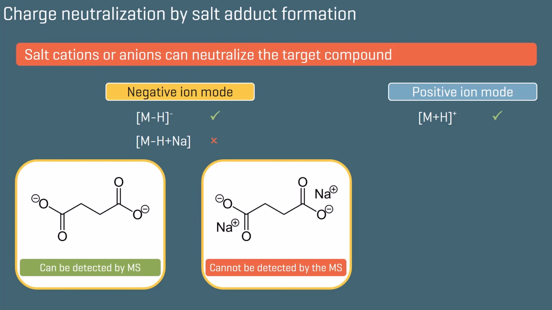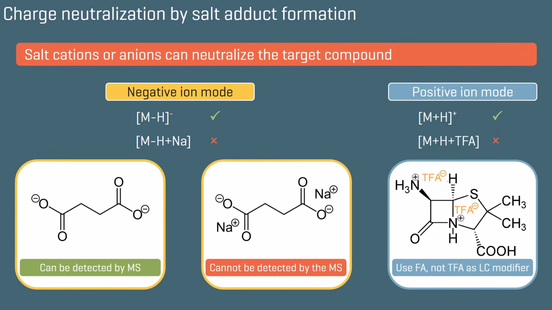For the same reason, you need to consider if you are really using trifluoroacetic acid, or rather formic acid as LC modifier. TFA typically gives better chromatographic resolution, but it significantly reduces sensitivity because the TFA anion sticks to the target molecule more strongly compared to formate.